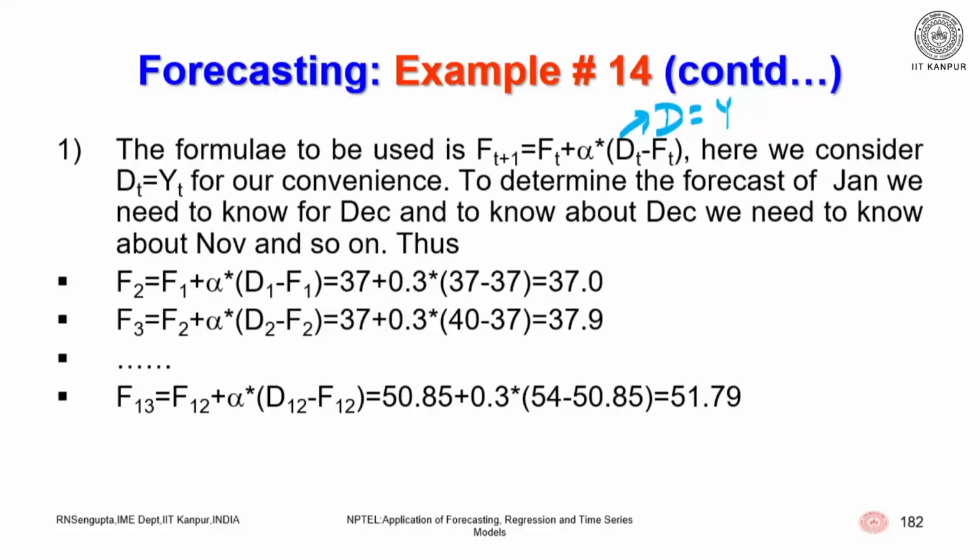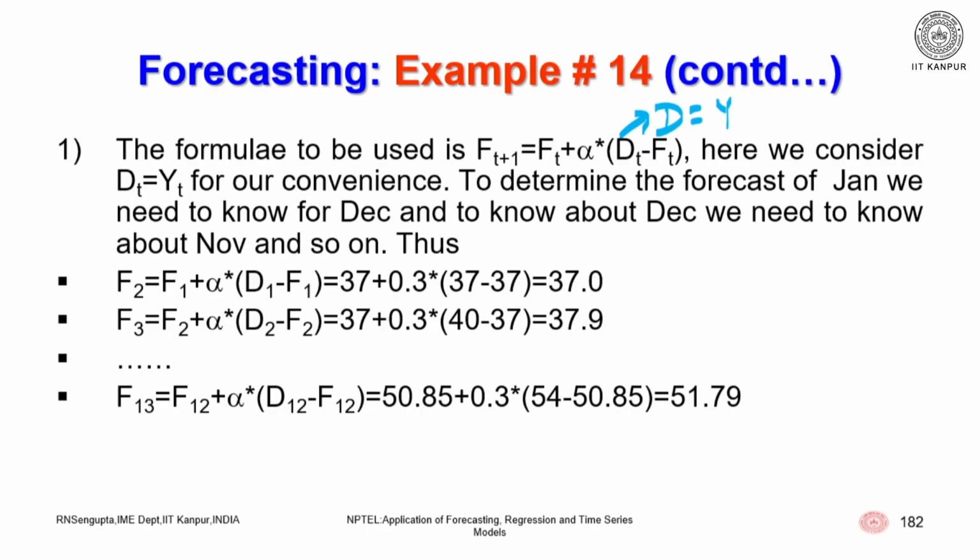So, here we consider D_t equal to Y_t for our convenience. To determine the forecast of January, January meaning next year 2025, that data was given for 2024, January to December. To determine the forecast of January, we need to know December, and to know about December, we need to know about November, and so on and so forth.